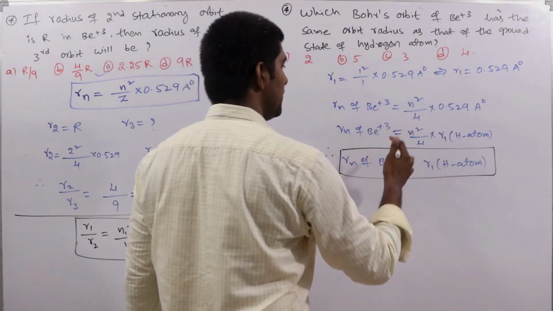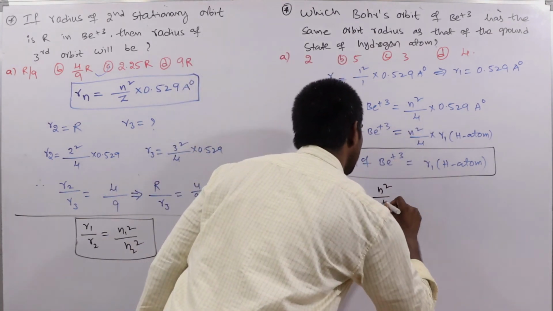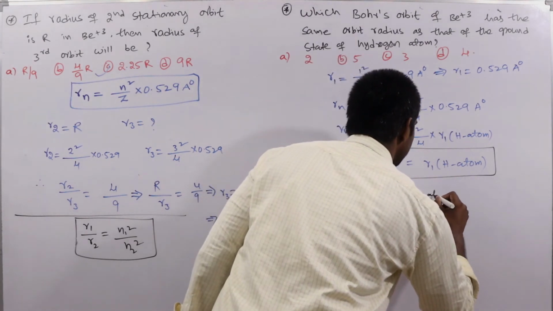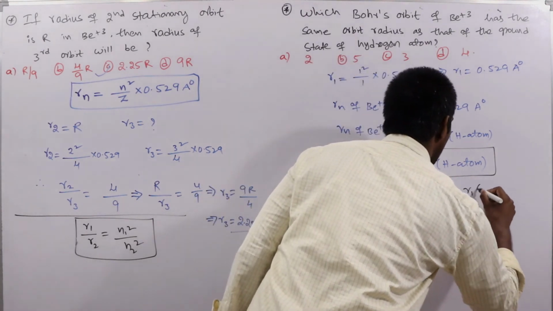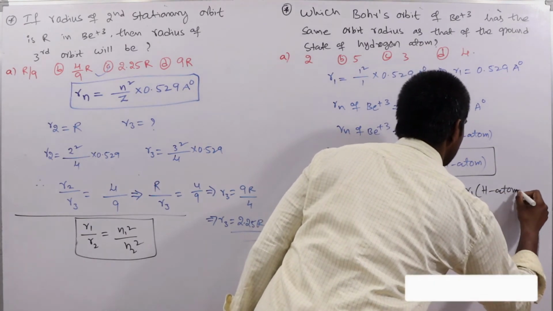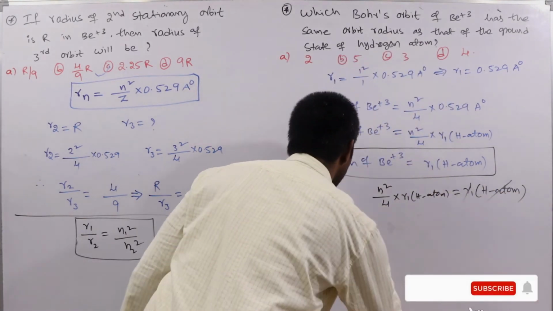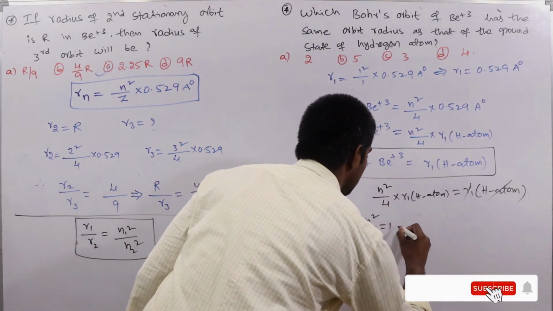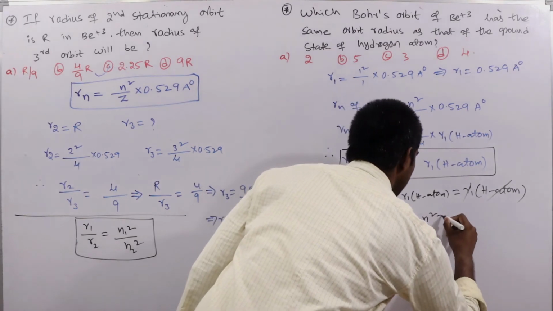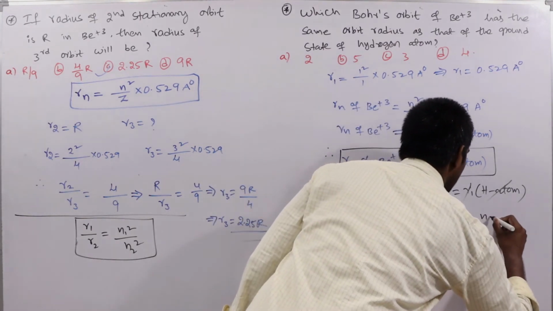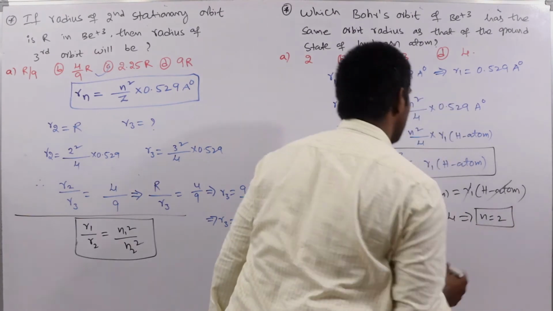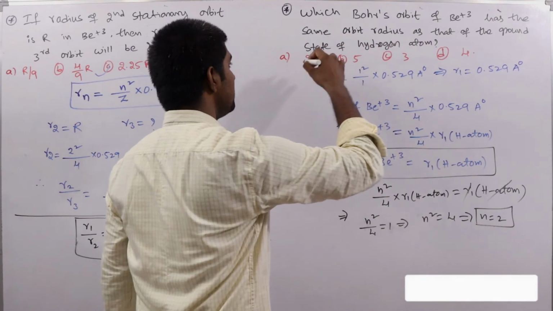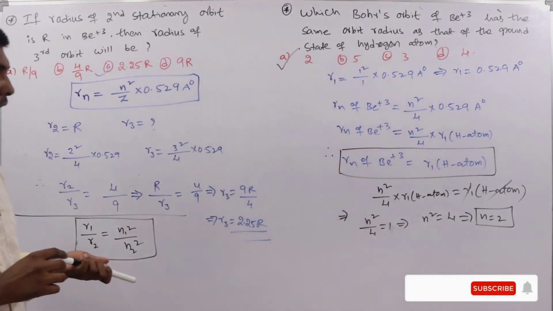Now Rn of beryllium plus 3 is n square by 4 into R1 of hydrogen atom, which is equal to R1 of hydrogen atom. So these two will get cancelled. From this we get n square by 4 is equal to 1, so n square equals 4, and n is equal to 2. Yes or no? n is equal to 2. So this we can write as 2 square, 2 will get cancelled. So the first option is the answer.